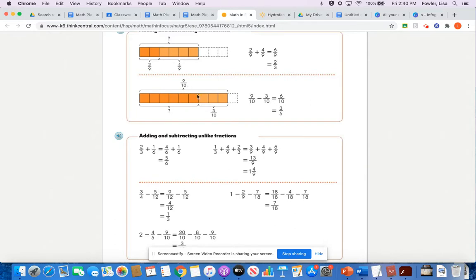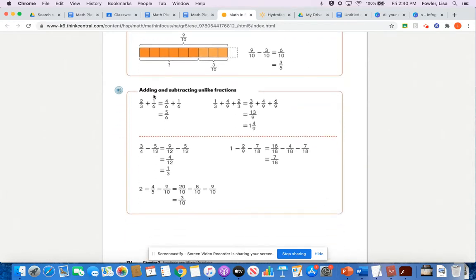9 tenths minus 3 tenths equals some number of tenths. You can do this on a bar model and just count. So 9 tenths minus 3 tenths is 6 tenths, and you can reduce that to 3/5.